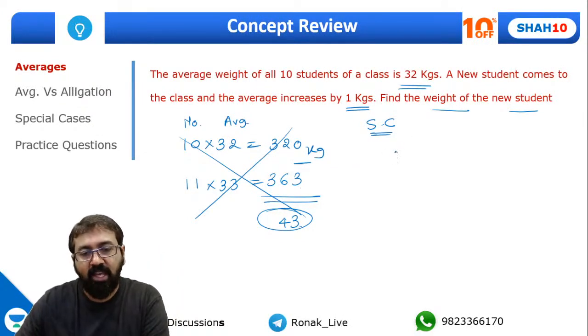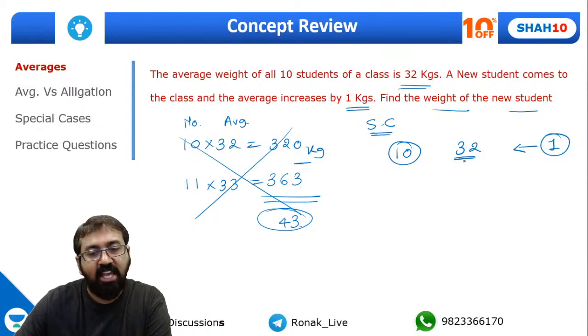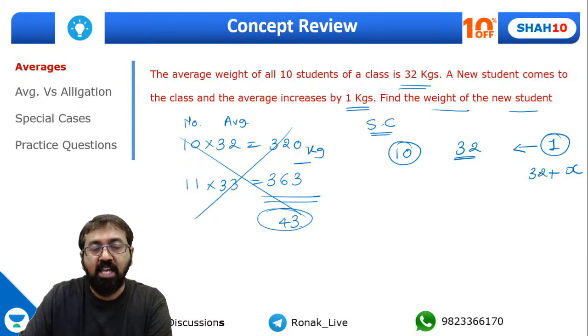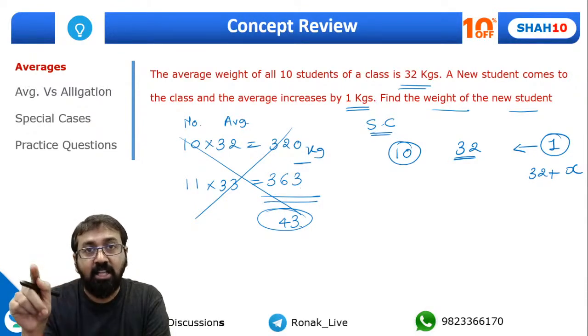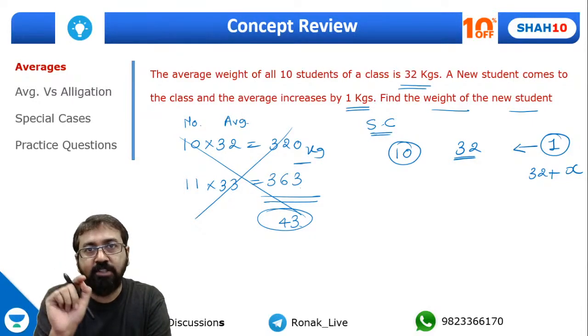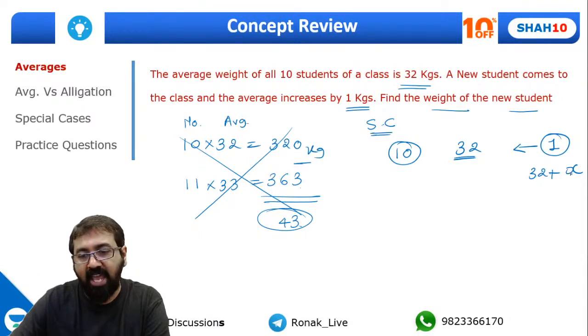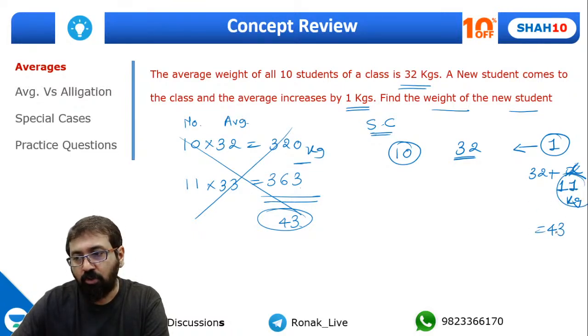I can also think it this way, that these 10 students have average weight 32. I know this thing. Now this new student coming to the class, if his weight would have been 32 kg, the average would have remained 32, right? But he is bringing some extra kgs with him. Now how many extra kgs is he bringing with him? So because of him being in the class, now there are 11 students and the average is increasing by 1. That means the weight of each of these 11 students is increasing by 1 kg. That means he is bringing 11 extra kg. So this x has to be 11. He is bringing this 11 extra kg. So his weight must have been 43 kg.